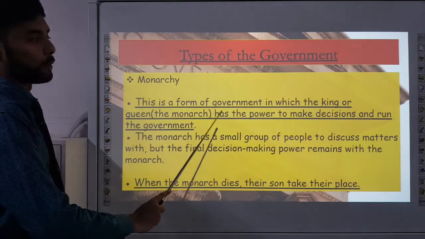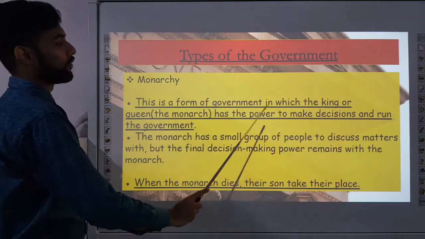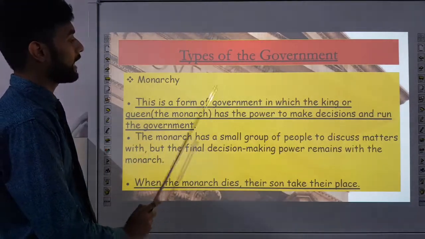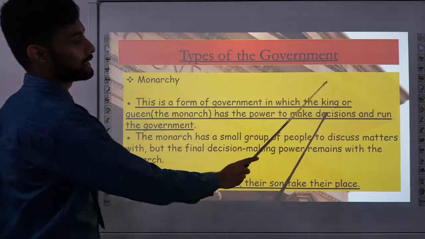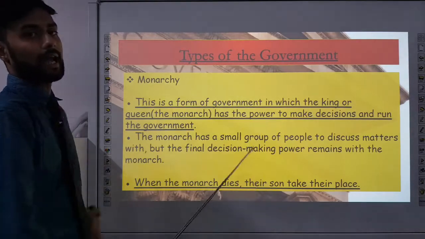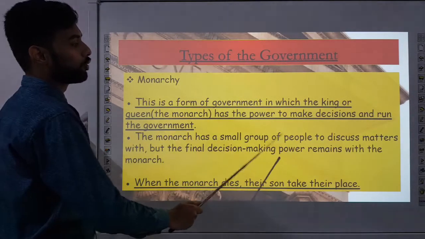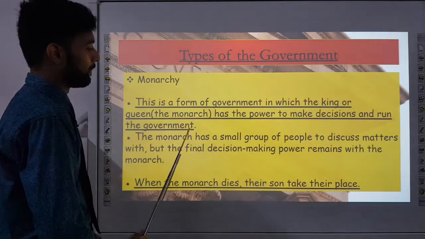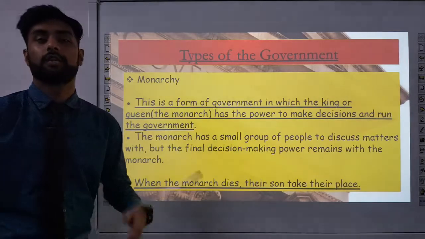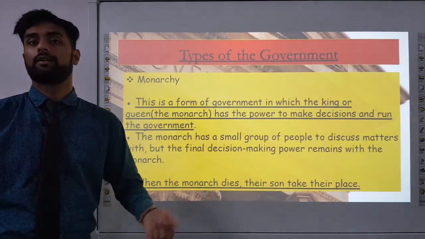Monarchy is a form of government in which the king or queen, also called the monarch, has the power to make decisions and run the government. Underline this line in that paragraph, that monarchy कौन सी government होती है जिसमें head कौन होता है, king or queen, and they have the power to make decision and run the entire government. The monarch usually has a small group of people to discuss matters with, but the final decision making powers remains with the monarch. जो king होता है, you have seen in some TV series or in your old tales, right?